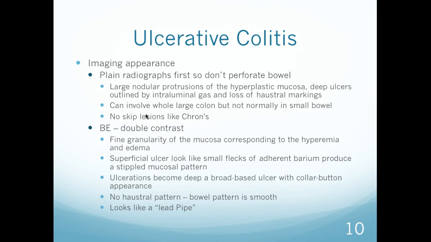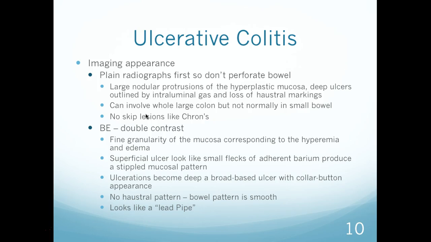So we do a double contrast barium enema. What we'll see is fine granularity of the mucosa corresponding to hyperemia and edema. Superficial ulcers look like small flakes of adherent barium producing a stippled mucosal pattern. So you'll see this weird mucosal pattern. It looks like a bunch of little flakes of pepper or something on there.